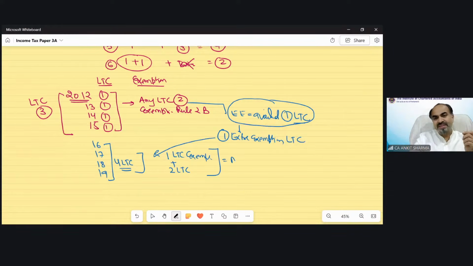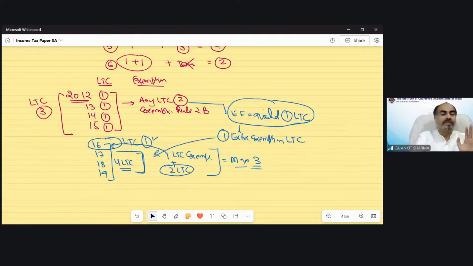So maximum LTC exemption in any situation by any employee could be 3. General rule, it could be maximum 2. But if 1 LTC exemption is spare with that employee in the last 4 year block, then he can claim that 1 exemption in the next 4 year block. But one condition is there. This spare exemption he needs to claim in the first year of the next one. He needs to go for a travel and he can claim the first balance year LTC exemption in the first year, and out of these 3 years, he can maximum claim 2 LTC exemption.